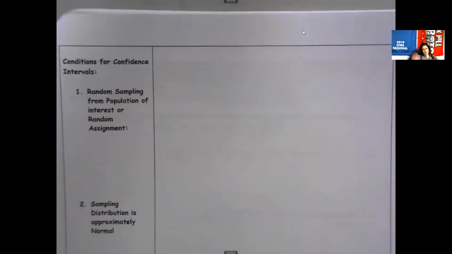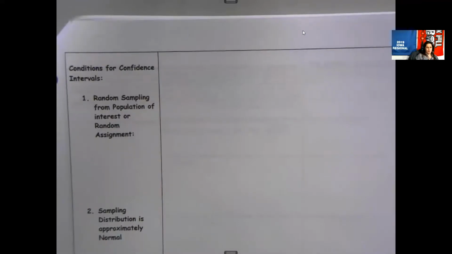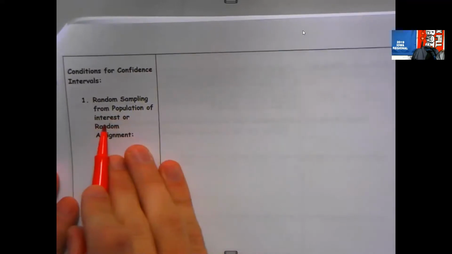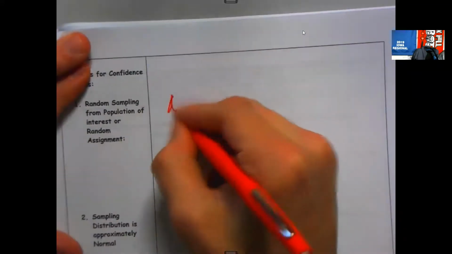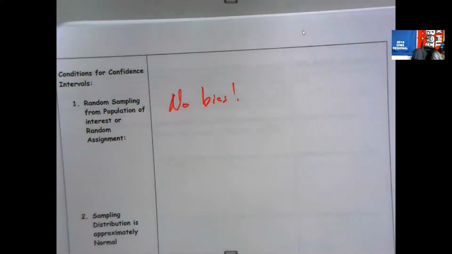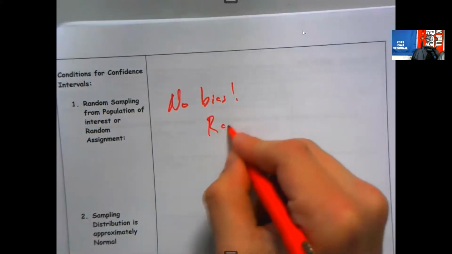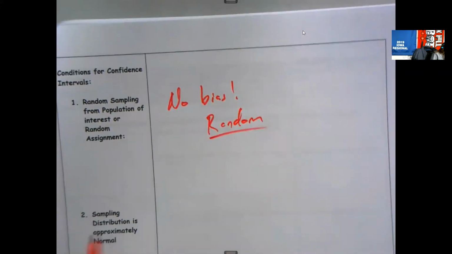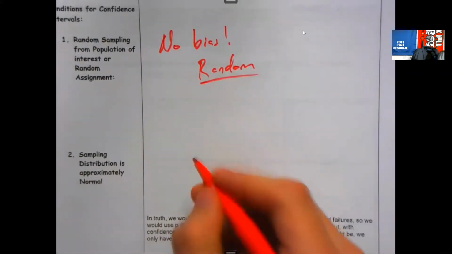Last thing. Remember I told you those conditions that were on the middle of this board for chapter 7 weren't going away? Yeah, they're not. You need random sampling from a population of interest or random assignment. That's going to get no bias. So we always need that random condition. Sampling distribution is approximately normal. Two ways we can get that.